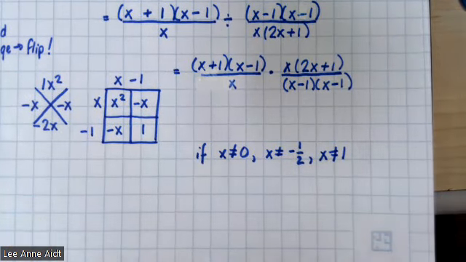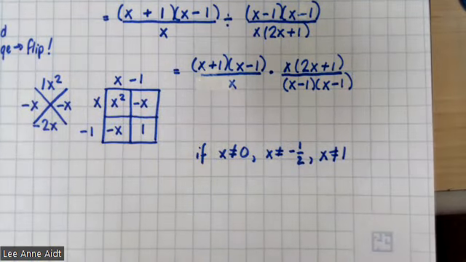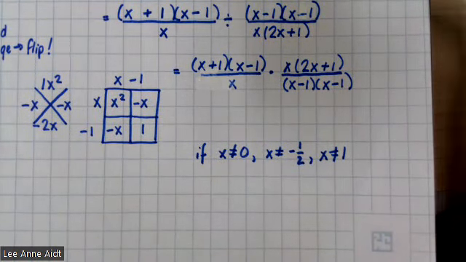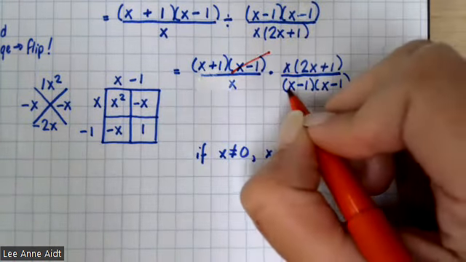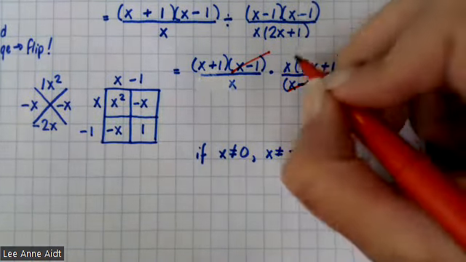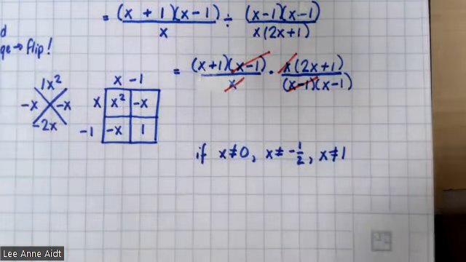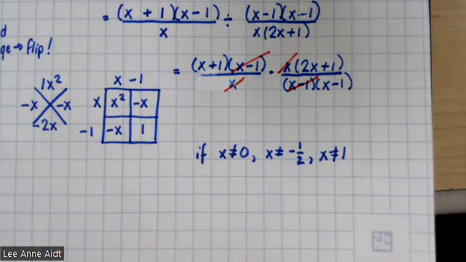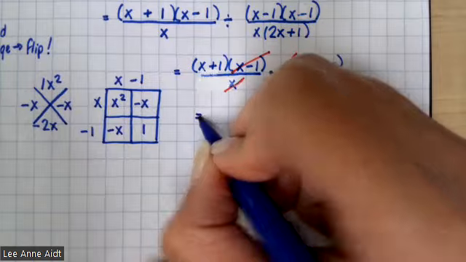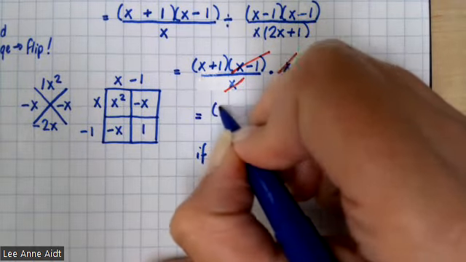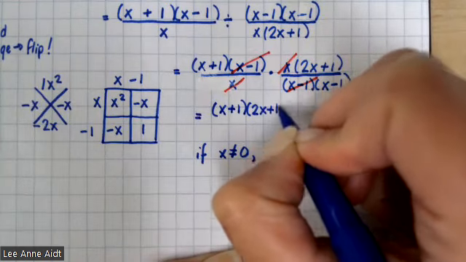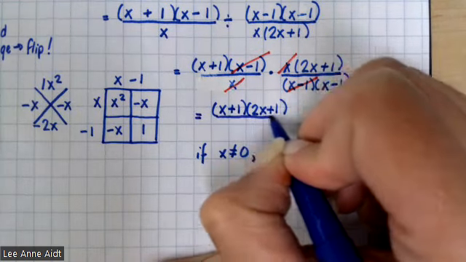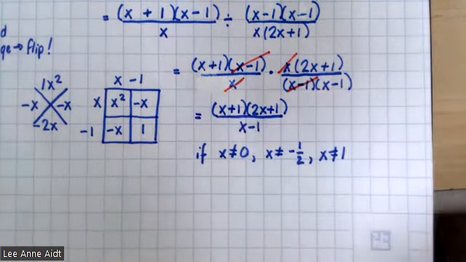Okay, but now I can reduce, which I'm very excited about. Do you guys see 2 giant ones? I see 2 giant ones. So the x minus 1s make a giant 1, and the x's make a giant 1. Done.